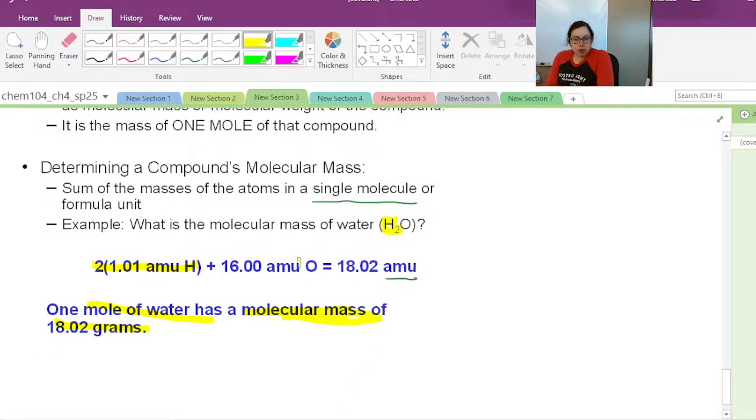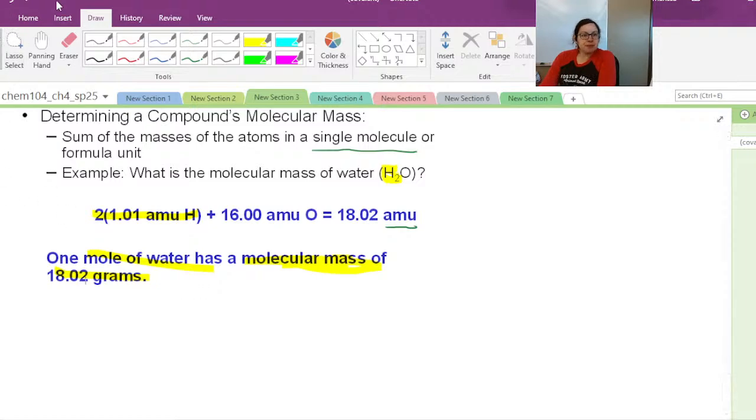And so not only does one individual water molecule weigh 18 AMU, but we can say 1 mole of water is 18.02 grams. Or, 18, whatever you round it to. Not too bad.